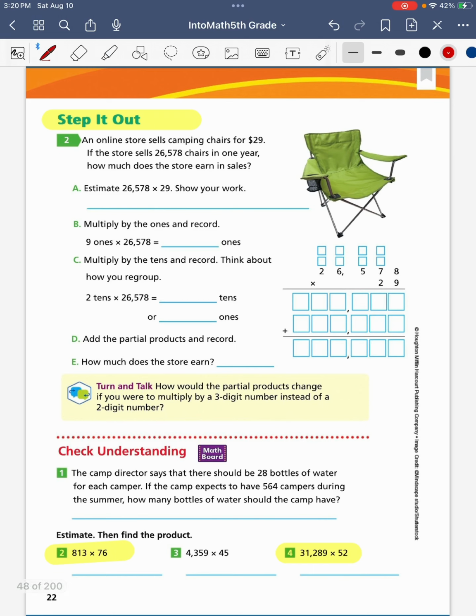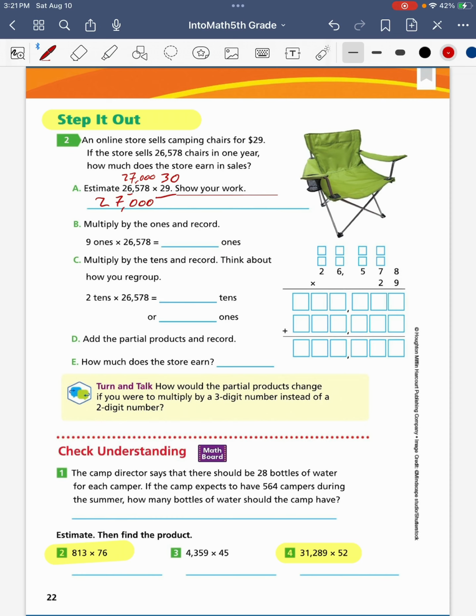Moving on to page 22, we have another step it out problem. Number 2. An online store sells camping chairs for $29. If the store sells 26,578 chairs in 1 year, how much does the store earn in sales? To start off, I'm going to estimate by rounding 29 to the nearest 10, so it becomes 30. And then I'm going to round 26,578 to the nearest thousands place. 26,578 rounds up to 27,000.